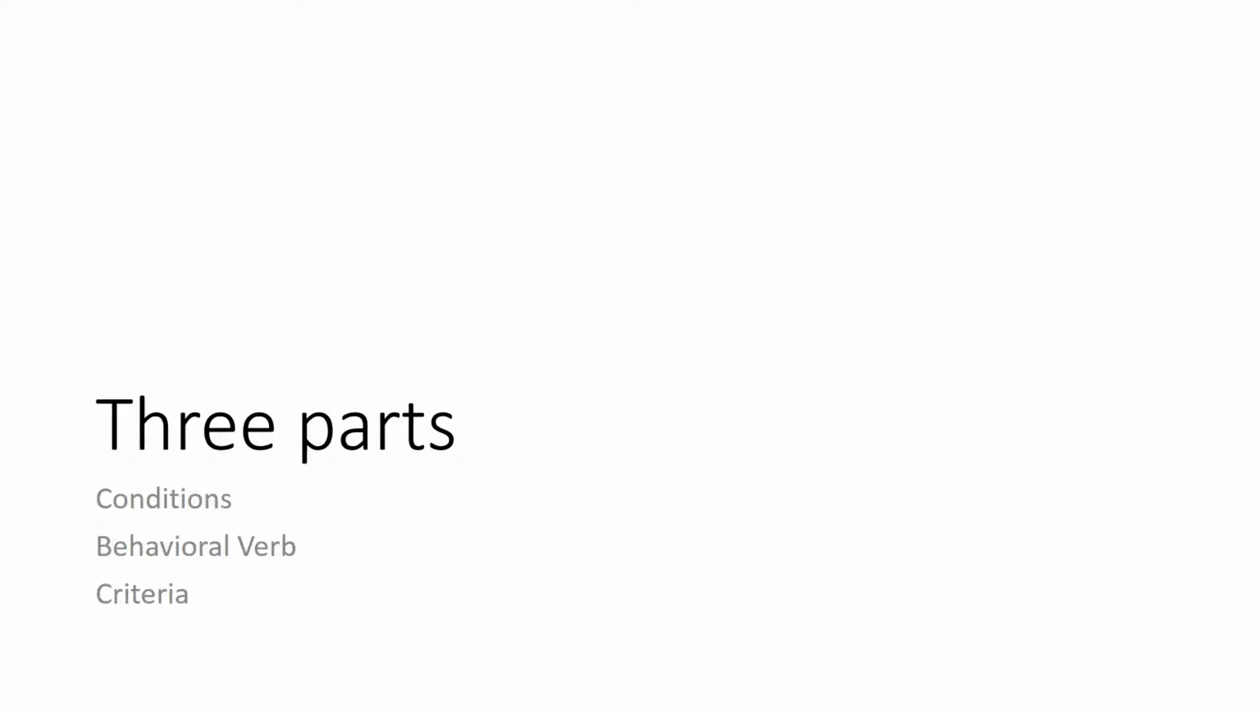So there are three parts of a behavioral objective. The first are the conditions, the second is the behavioral verb, and the third is the criteria, and we will be going over each of these. The first part of the learning objective are the conditions, and that is really a statement that describes the condition under which the behavior is to be performed.